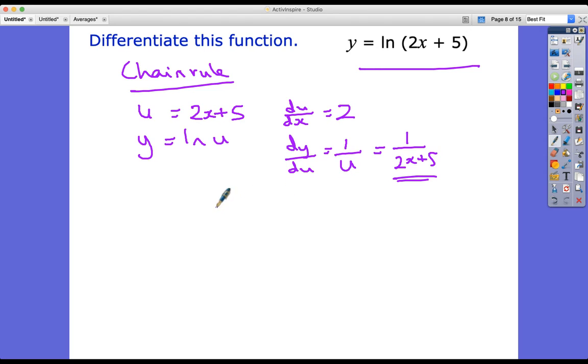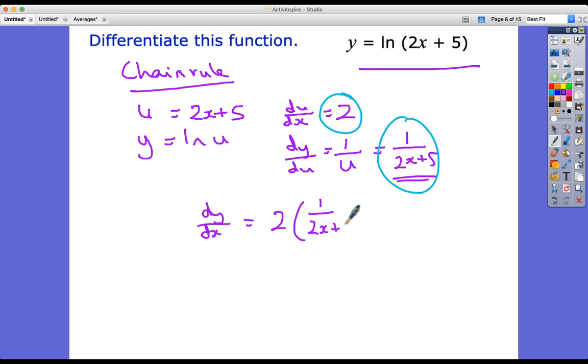Okay, now by the chain rule, we know that we're going to now multiply those two last results. So we've got 2, we've got 1 over 2x plus 5. So we're going to do 2 times 1 over 2x plus 5. And if you're multiplying a fraction by an integer, you only times the numerator by that. So it's 2 times 1 on the top over 2x plus 5.